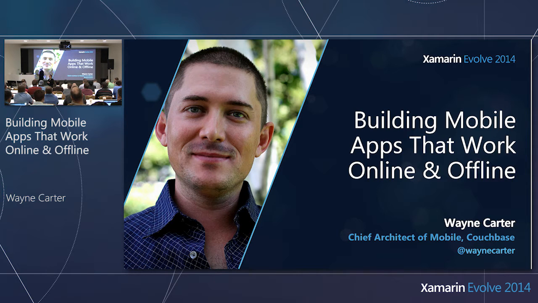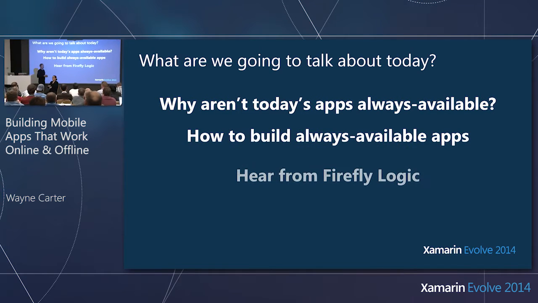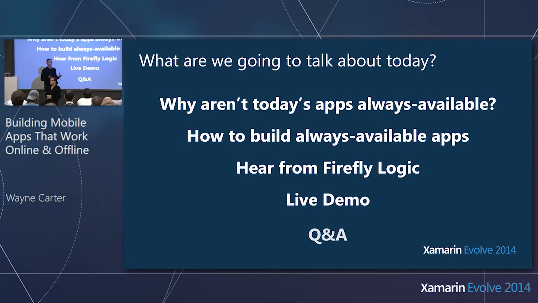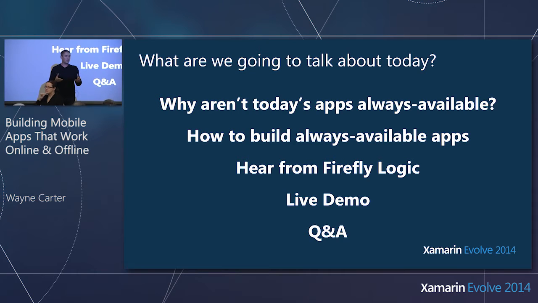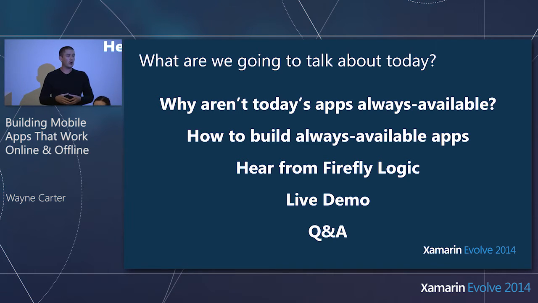So let's start by just taking a look at what we're going to look at today. We're going to look at why exactly our applications aren't always available and don't always work and aren't always fast. Talk about how we build them so they are. Then hear from the Firefly Logic guys on what it's like using our Couchbase mobile product. Take a look at a live demo and some live code, and then I'll open up the floor to some Q&A.